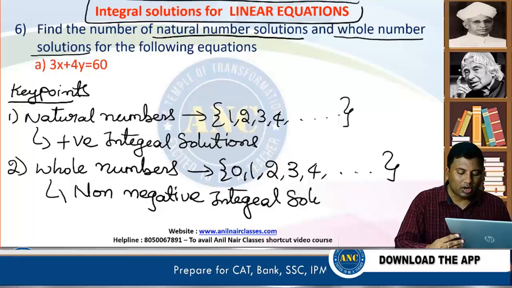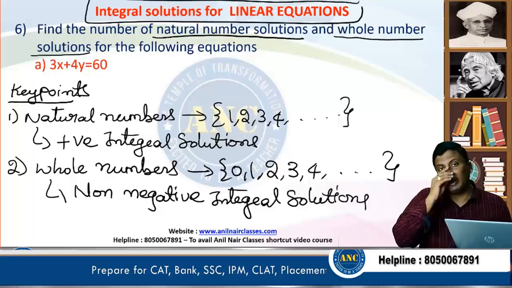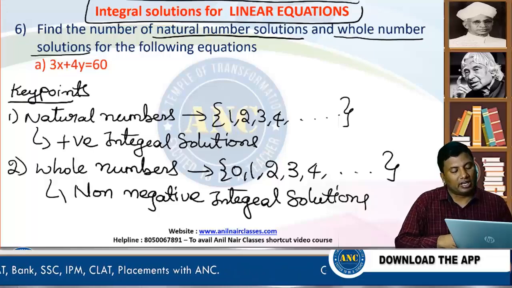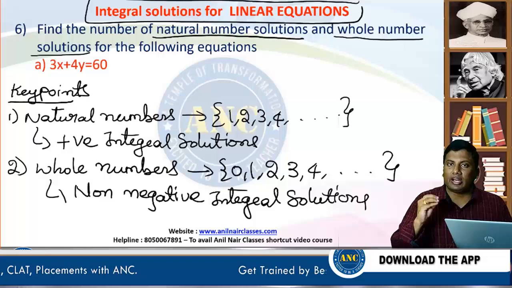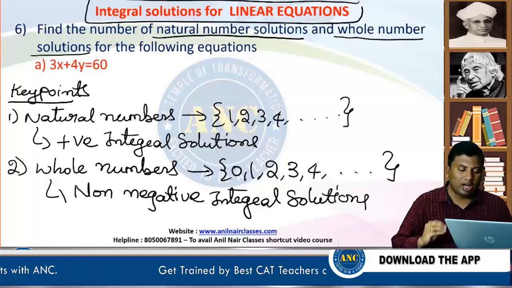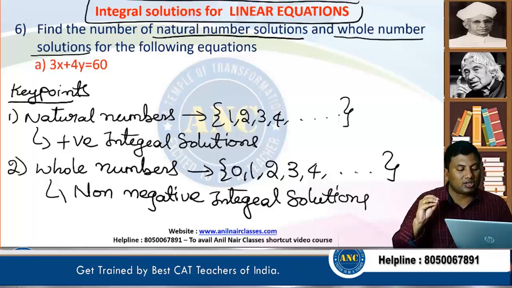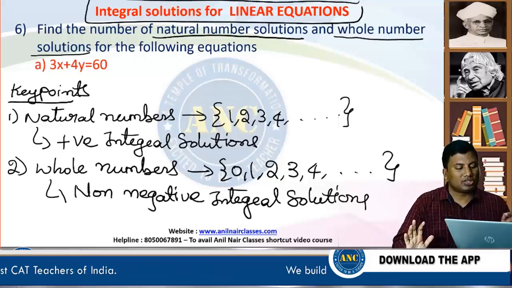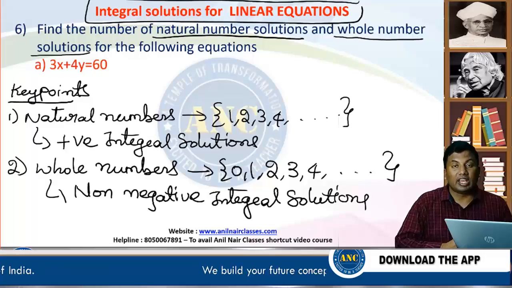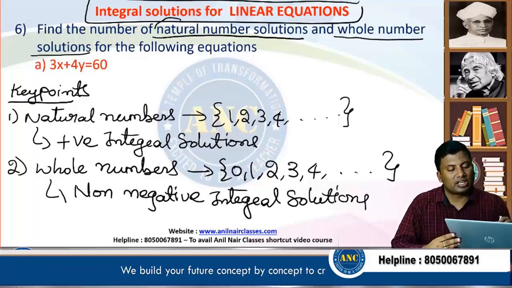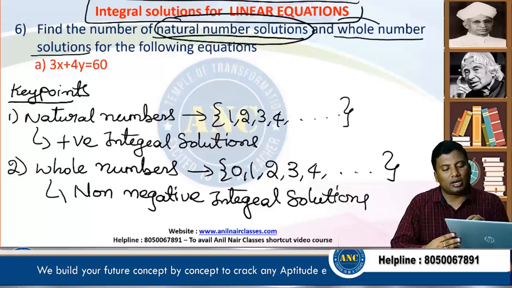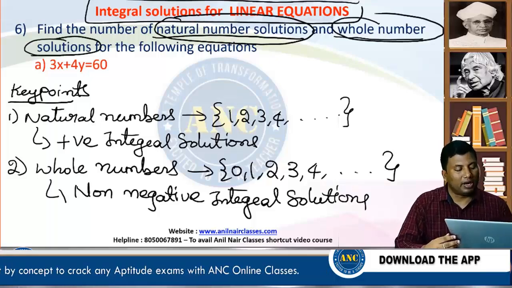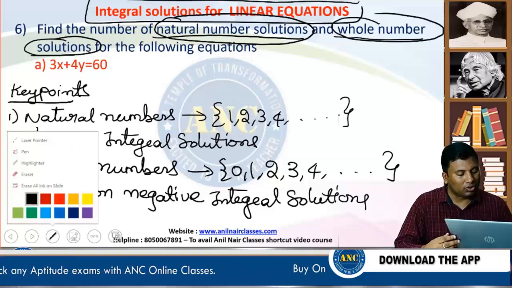So the question can also be asked as: find the number of non-negative integral solutions or positive integral solutions. Positive integral solutions are called natural numbers. Non-negative integral solutions are called whole numbers. I hope it is clear, right? Next one. Key points 1 and 2 just explain the domain of natural numbers and the domain of whole number solutions.